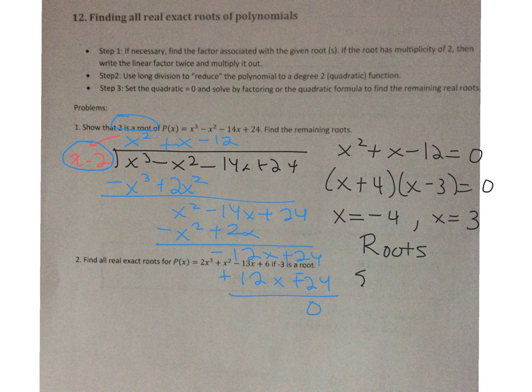So our roots are 2, negative 4, and 3. There's 3 roots. The degree of the polynomial is 3, not a coincidence.